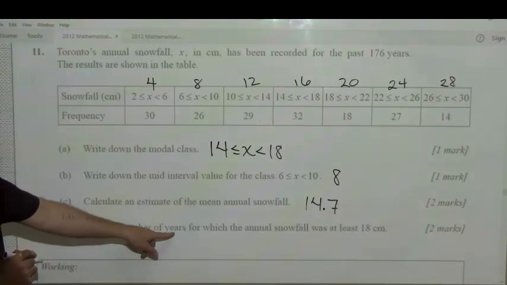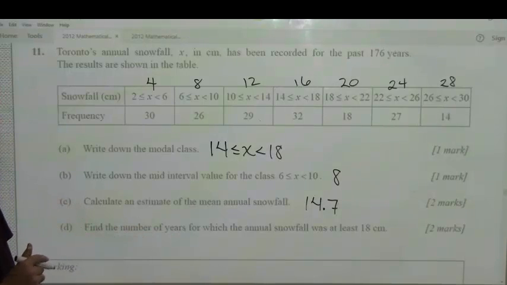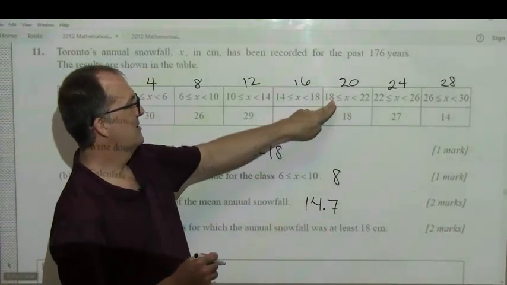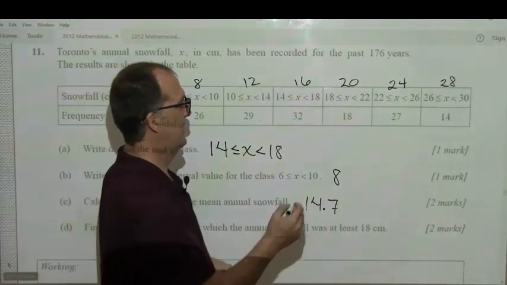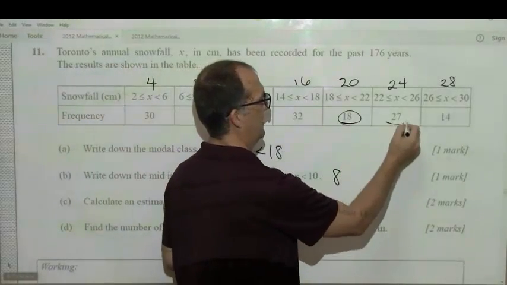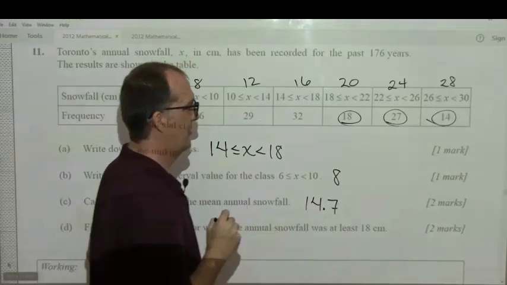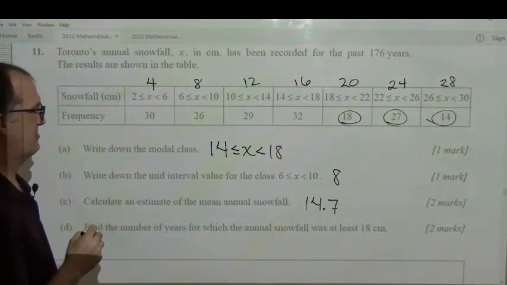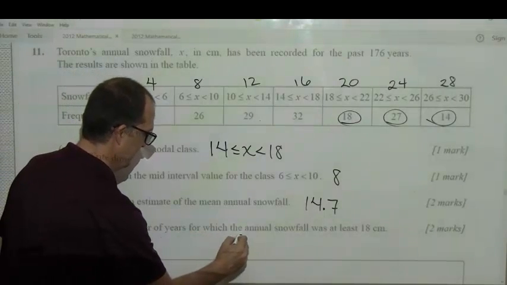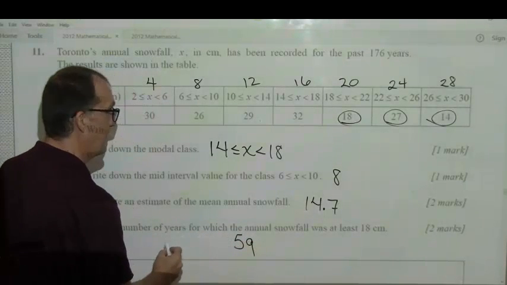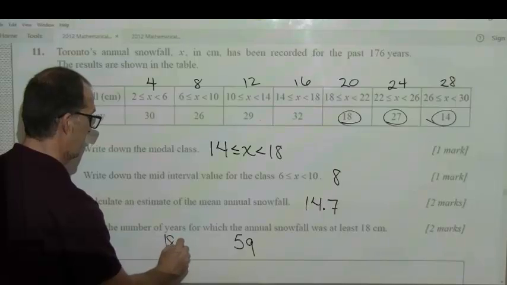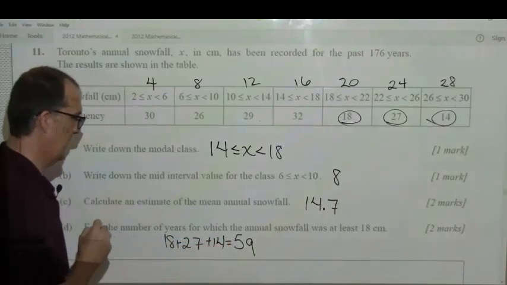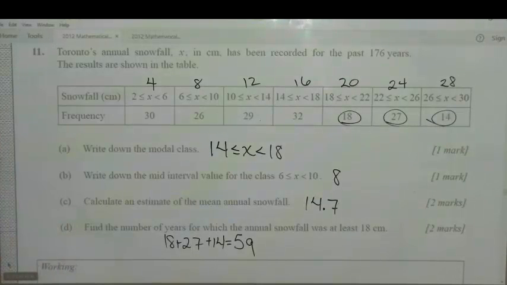And then find the number of years which snowfall was at least 18. And so over here it's 18 or bigger, so at least 18 are those 3 numbers added together, and that's going to end up being 59. And we're finished with this question.